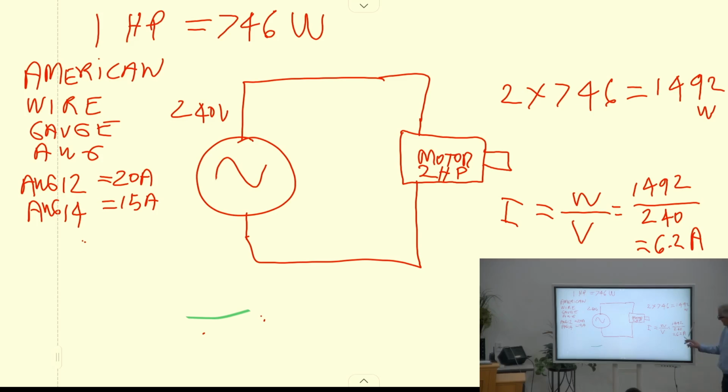Well, sure. We're only pushing 6.2 amps, so a 14 gauge wire will work. A smaller wire will work than that. You know, a good engineer doesn't over-engineer. Well, you have problems, right? I think if you use too big of a wire, you have some problems.